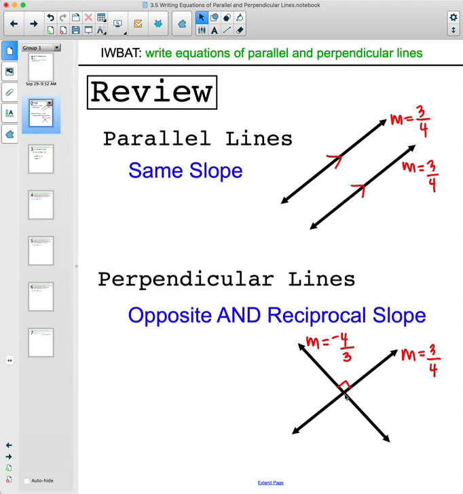Perpendicular lines, on the other hand, do cross, and they cross at a 90-degree angle. And the way that that happens is if their slopes are opposites and reciprocals of each other. So one is a negative, one is a positive, and then their fractions are flipped over. Both of those things need to happen to get perpendicular lines.